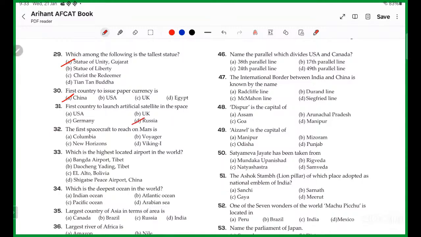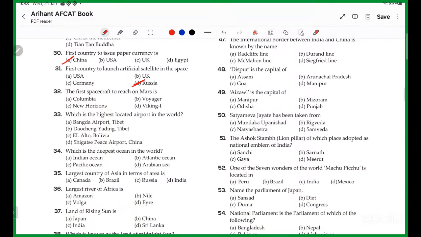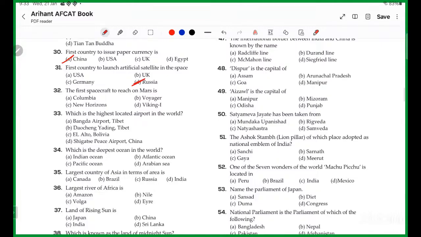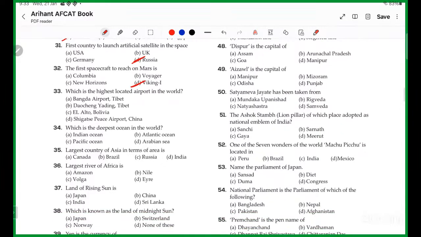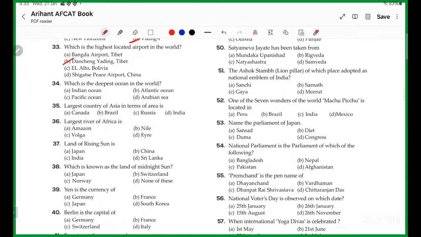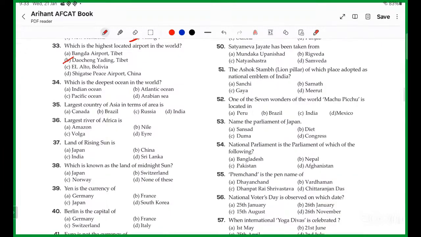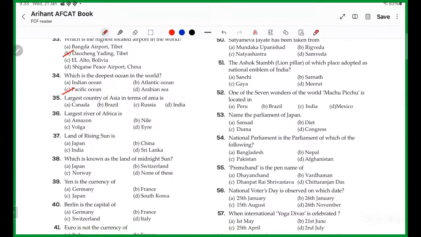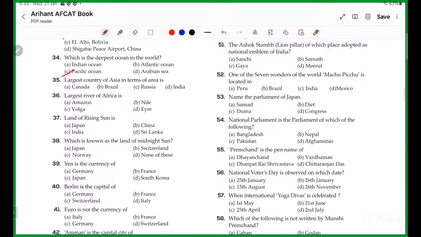First spacecraft to reach Mars was Columbia? Okay, Columbia or Viking 1. Viking 1 was the first spacecraft which reached. Which is the highest located airport in the world? The highest airport in the world is Daocheng Yading, Tibet. Which is the deepest ocean? It is basically the Pacific.